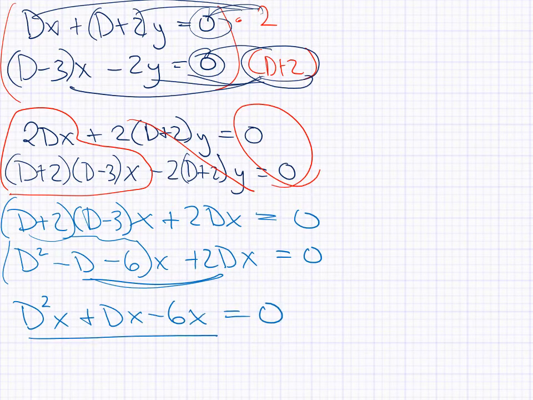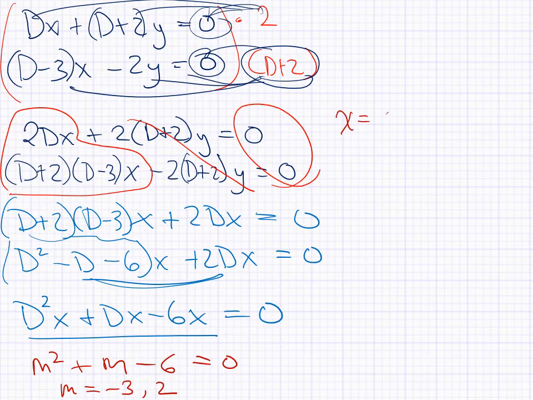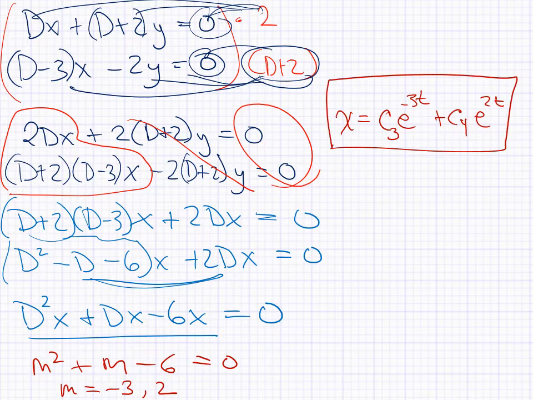Again, now this is a linear equation in x, second order, constant coefficients. The auxiliary equation would be m squared plus m minus 6 equals 0. Notice it's the same one we just had a second ago. So you're going to get m equals negative 3 and m equals 2. So our solution for x would be c3 e to the negative 3t plus c4 e to the 2t. We have to use c3 and c4 because we already used c1 and c2. So there's your solution for x.